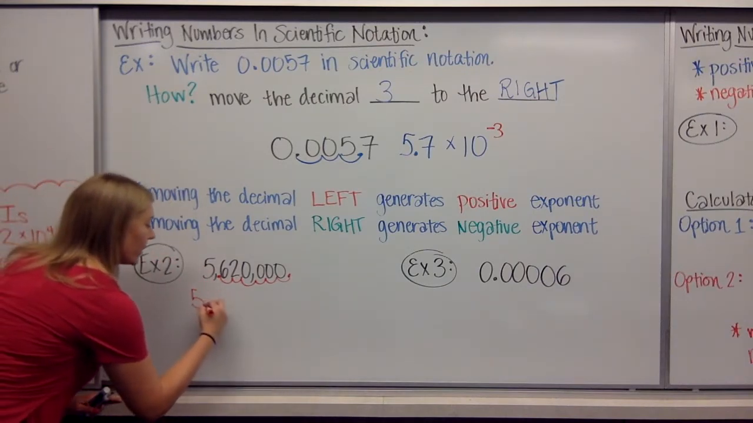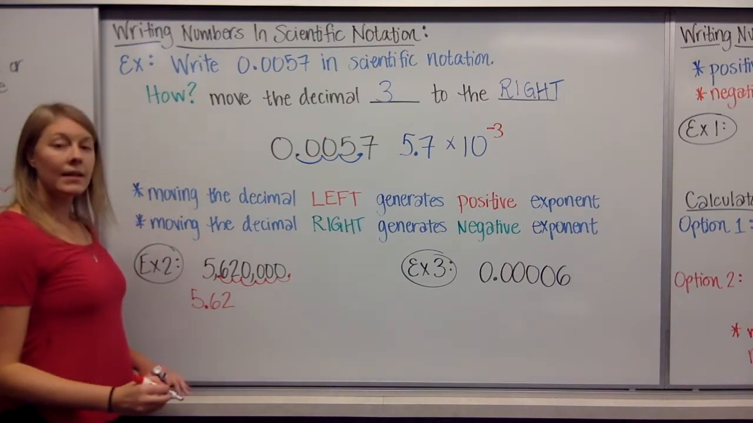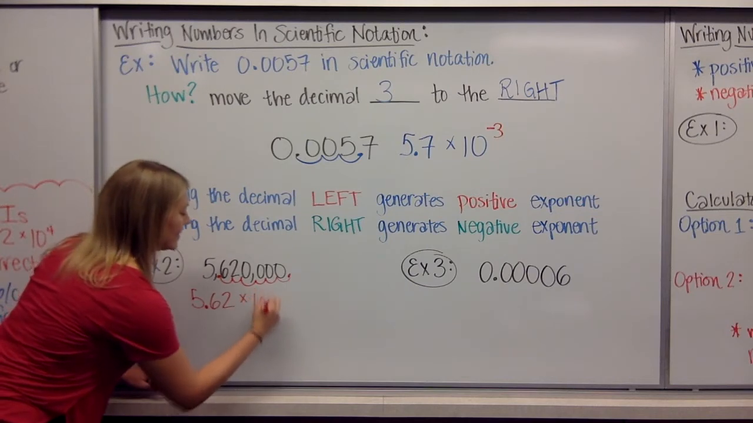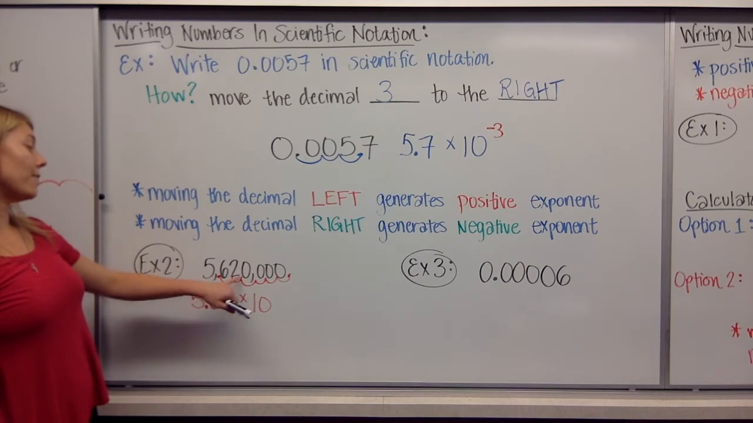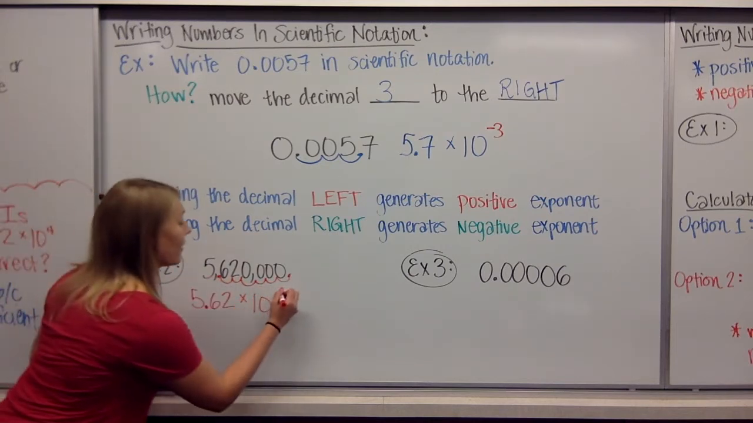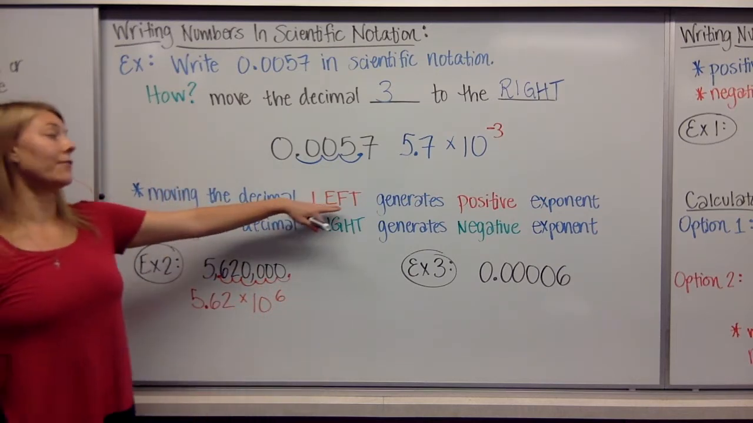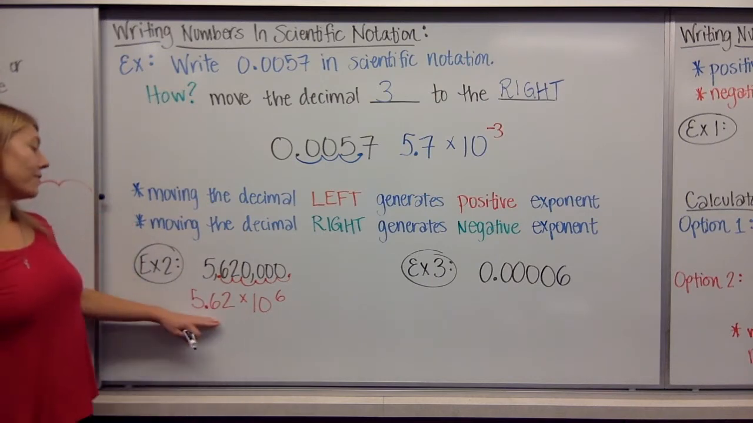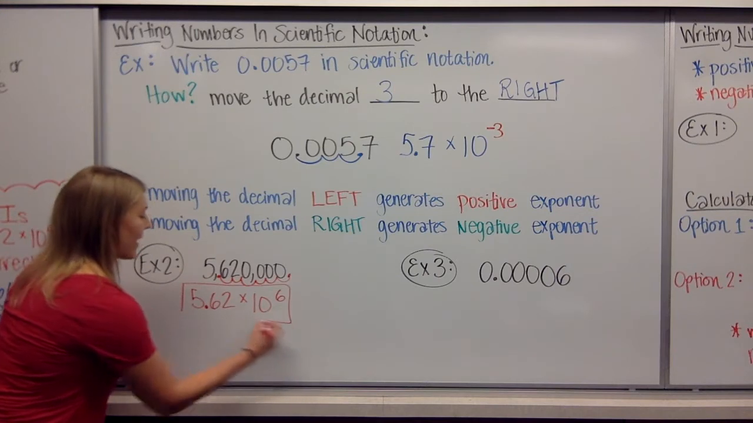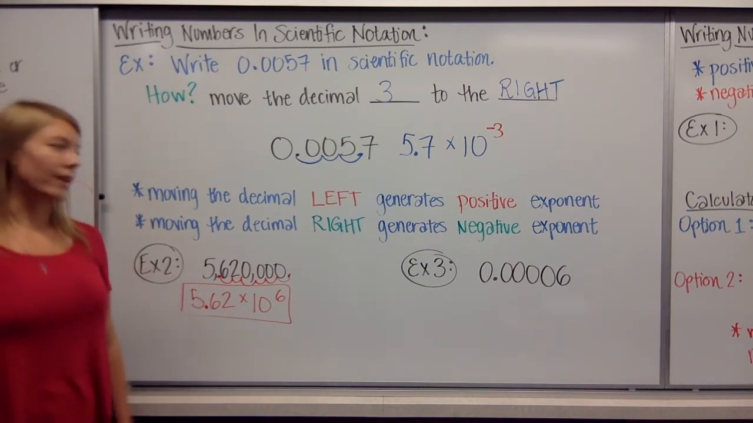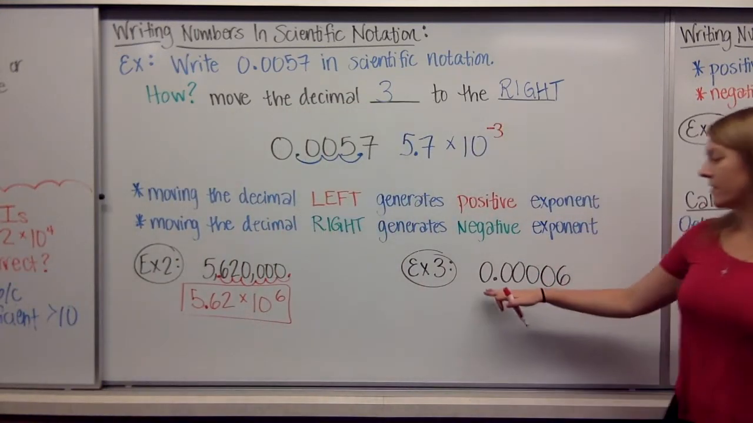So I have times 10, my base. How many places did I move it? 1, 2, 3, 4, 5, 6. To the left, moving the decimal left generates positive exponent. So 5.62 times 10 to the 6 is correct scientific notation, right? On the other side, 0.00006.